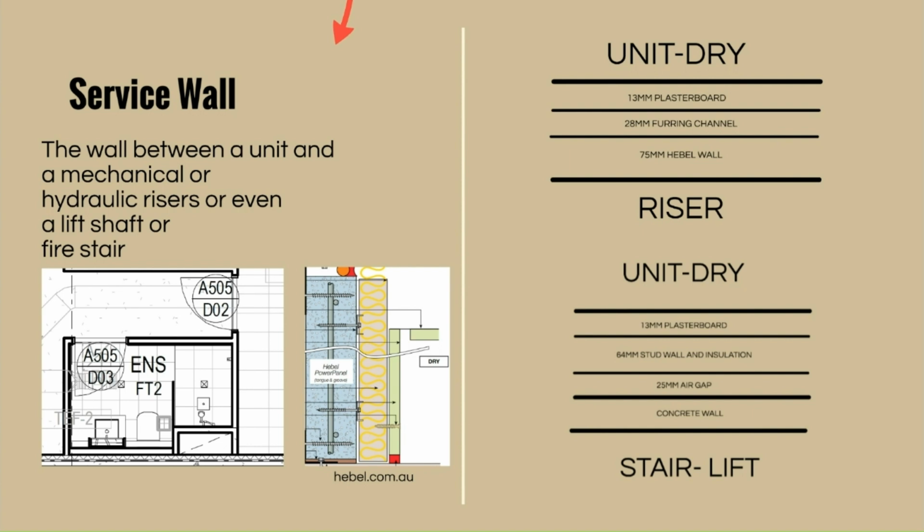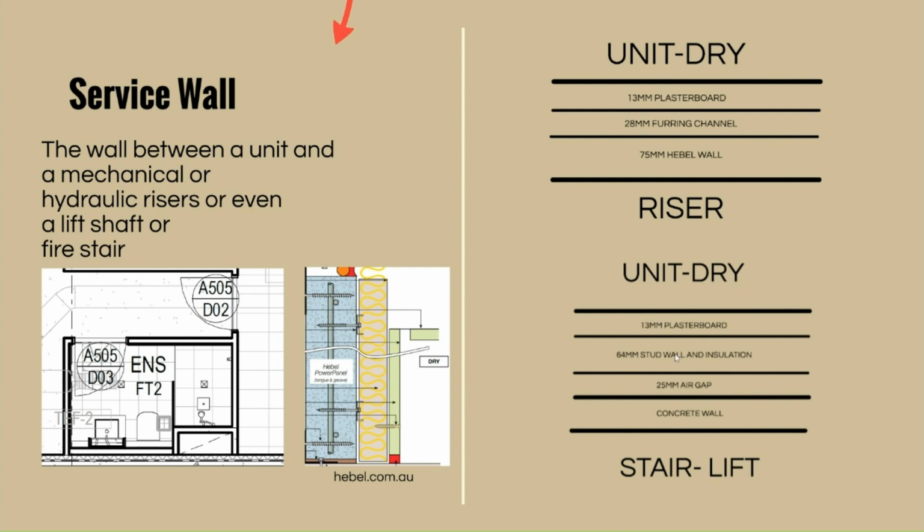But in a typical situation, if that wall is between a dry area and a riser, that would include 30 millimeters plasterboards, 28 millimeters for furring channel only. We need a furring channel. Technically, we need a furring channel because in case you need to run some cables for switches or something, then you have a space for that. And then 75 millimeters Hebel wall.